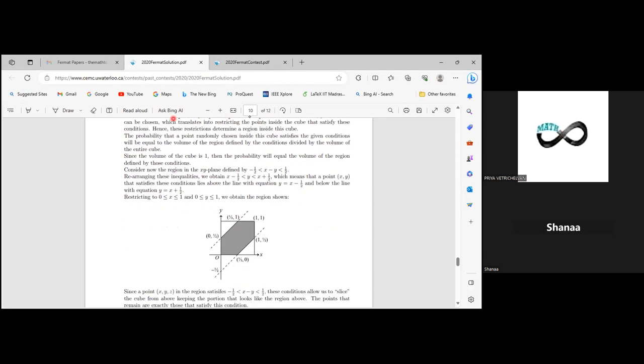Okay, see how they are finding the area of it. It's just a randomly chosen point inside the cube. We are just going to equate this to the volume of a region, because you have chosen x, y, z coordinates. It is in three dimensions, right? So you will have to calculate the volume of a region which is restricted by the condition.